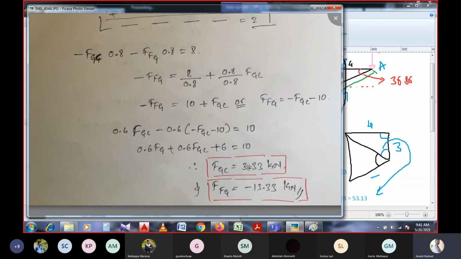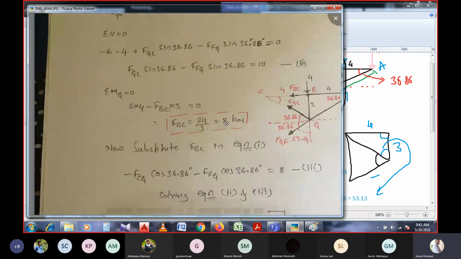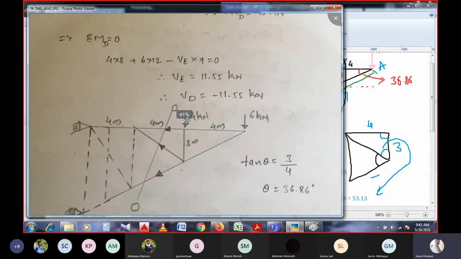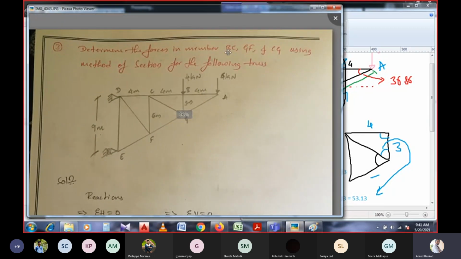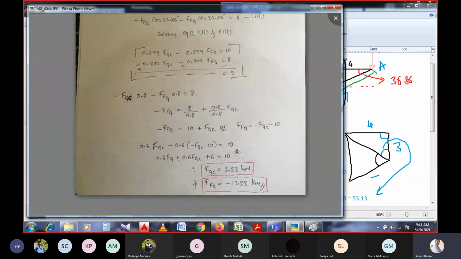Once we get FGC as 3.33 by solving this equation, we can substitute this FGC in the equation, and then we can calculate FFG as 13.33. So it is now done. The question asked to calculate the forces in the members FBC, BC, GF, and CG. Those have been solved by referring to the equilibrium equations for the given truss.